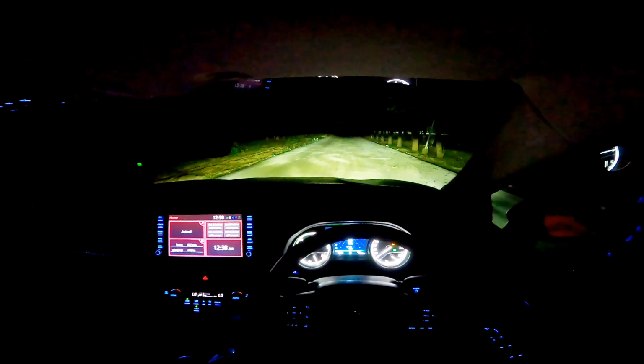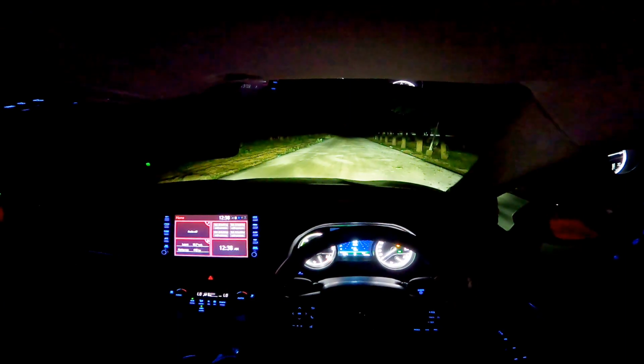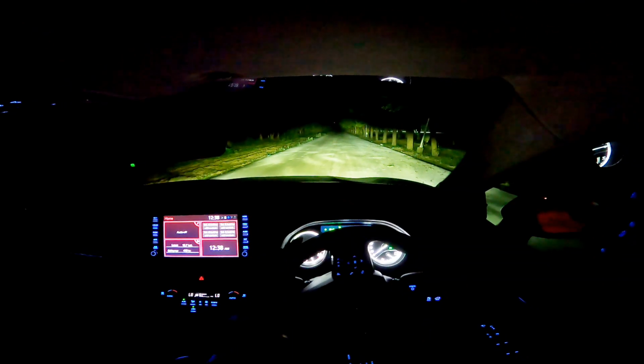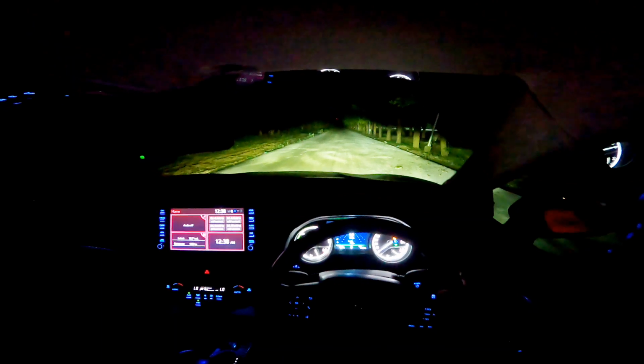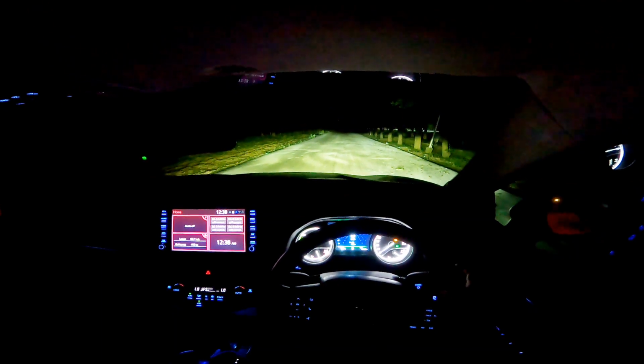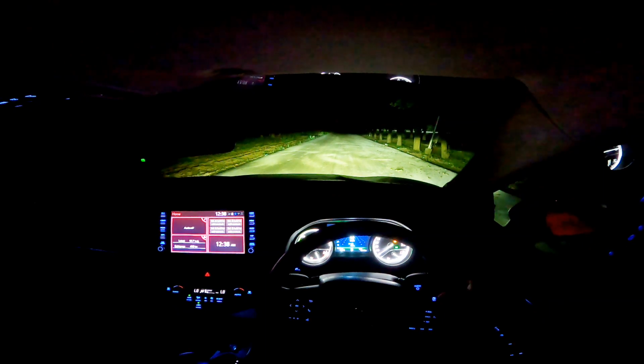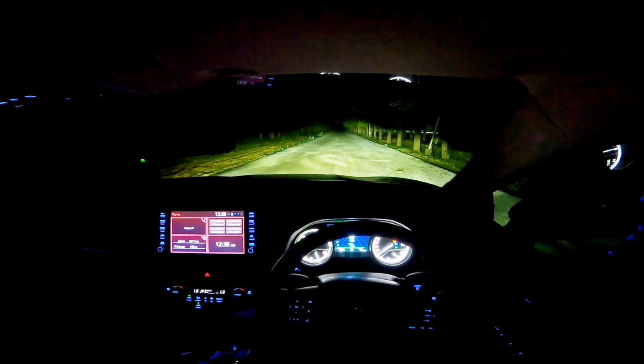Okay, I am adding 30 more seconds to the video. This is how the road looks. These are the fogs. This is the main light, the headlight. That's the high beam. Okay. Low beam, high beam, low beam, high beam.